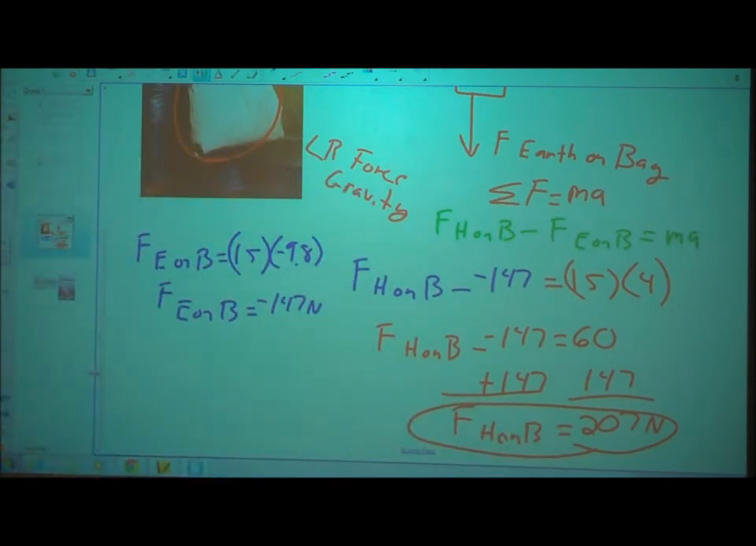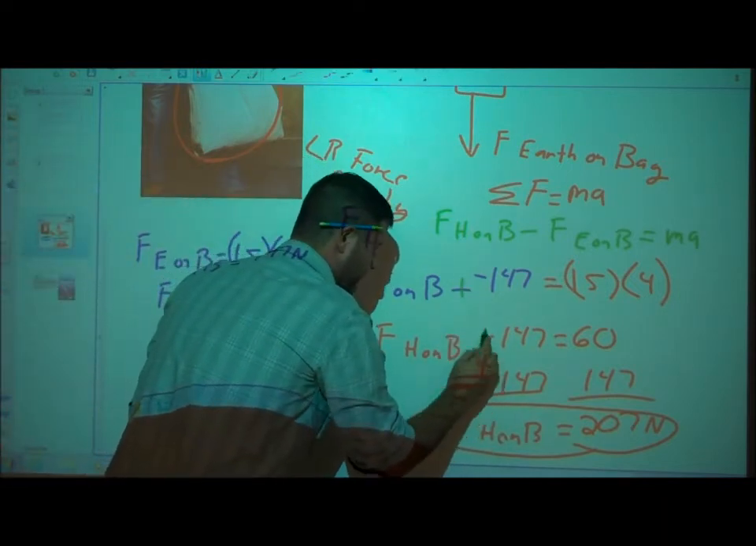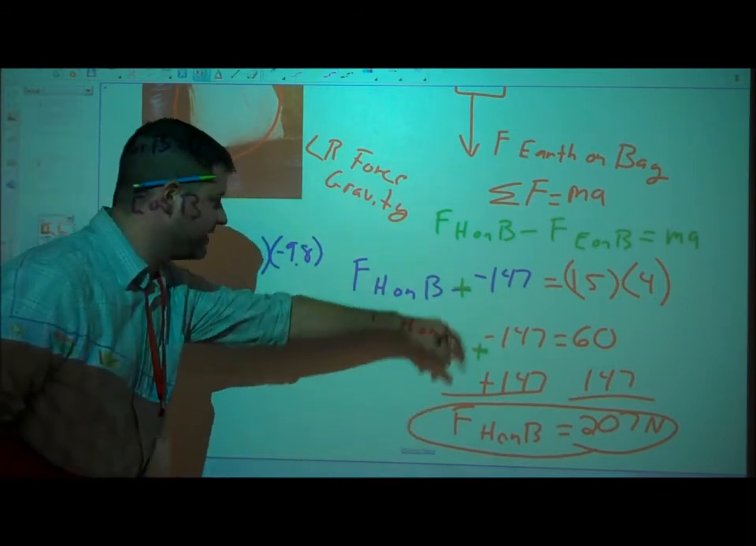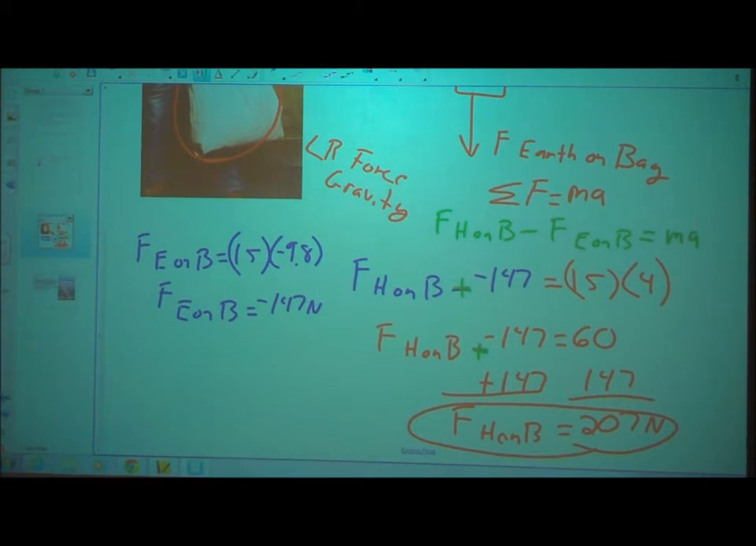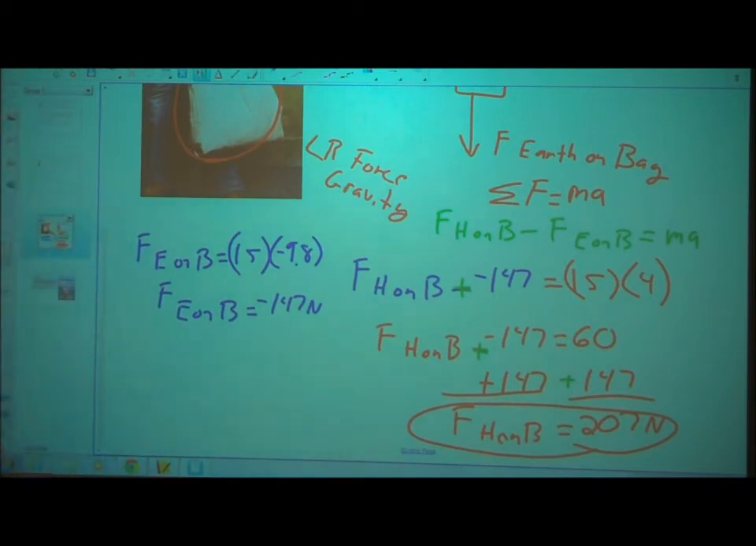of 207 newtons. And I just realized my mistake here. This should be a plus negative 147. The math is correct, I just messed up my sign right there. I apologize for that. But we do know that 60 plus 147 is going to be 207 newtons. 207 newtons is greater than the 200 newtons breaking limit of the bag, so the bag does break here.